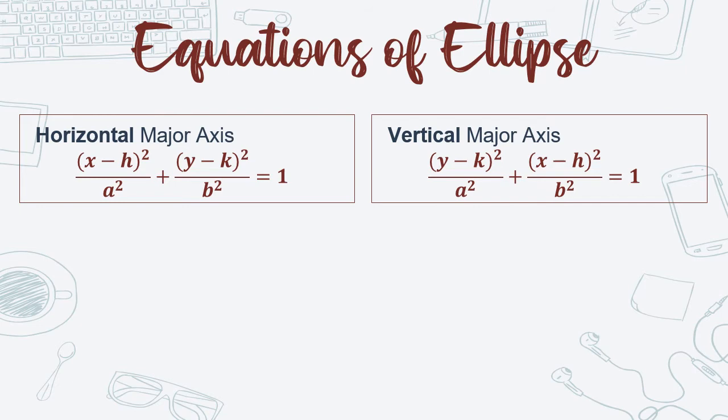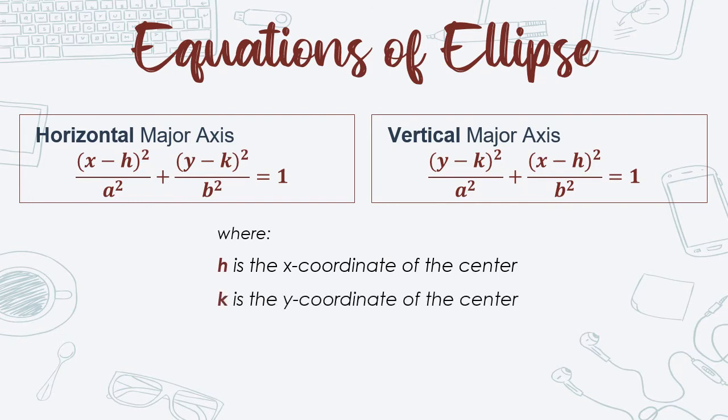So in these equations, h is the x-coordinate of the center, k is the y-coordinate of the center, a is again the semi-major axis, and b is the semi-minor axis. So those are the standard form of equations of an ellipse.